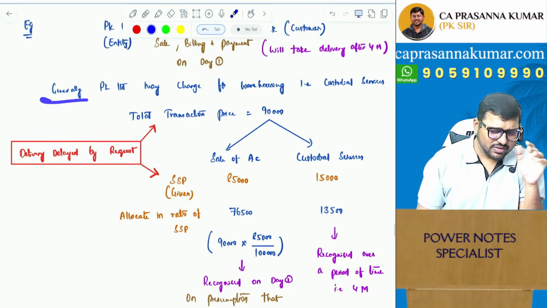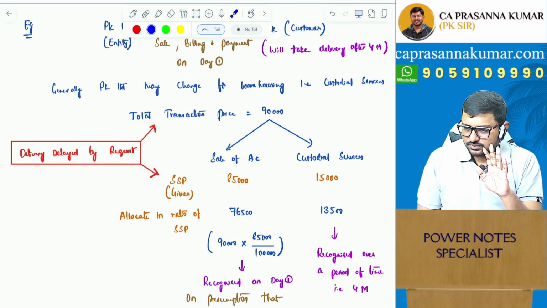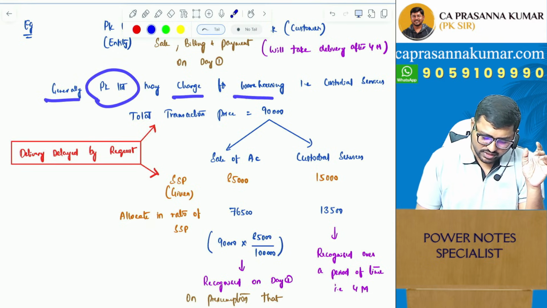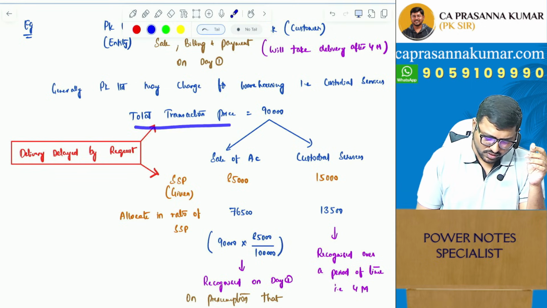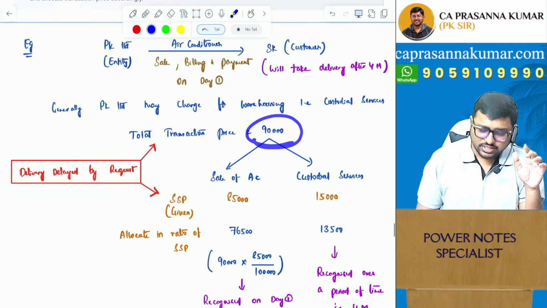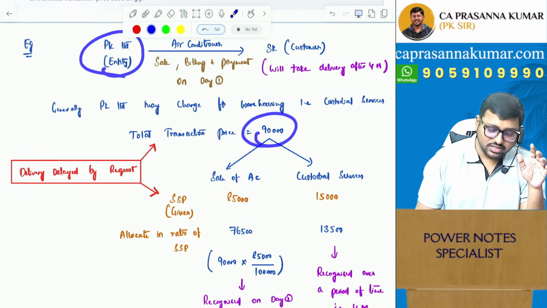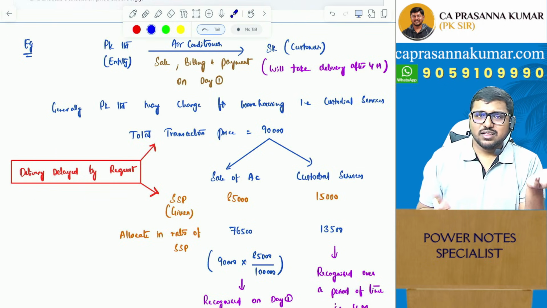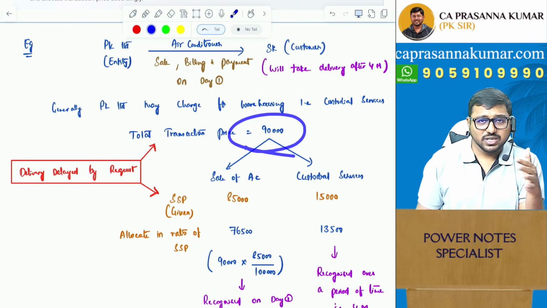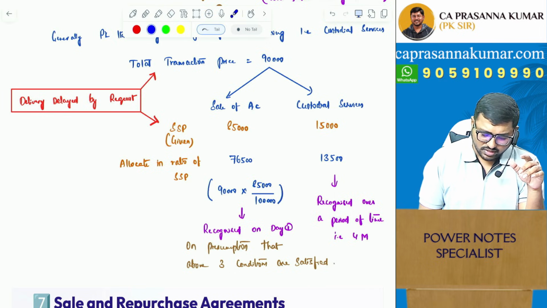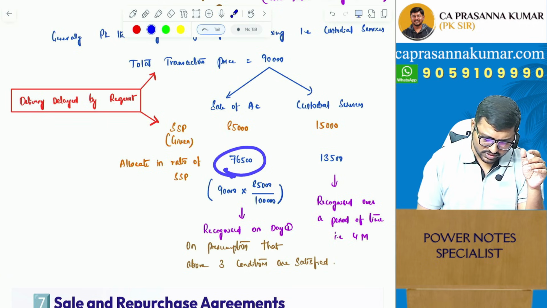Generally, PK Limited may charge for warehousing, in essence, custodial services. Total transaction price, let's say it is 90,000. The entity is charging this both for the product, that is the AC, as well as custodial services. You will say that there are two POs, so obviously you have to allocate the transaction price in the ratio of SSPs. SSP of AC is 85,000, custodial service is 50,000. In this ratio, you allocate this 90,000. You get 76,500 and 13,500.